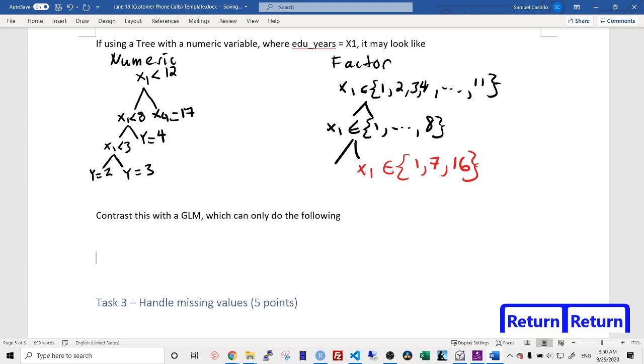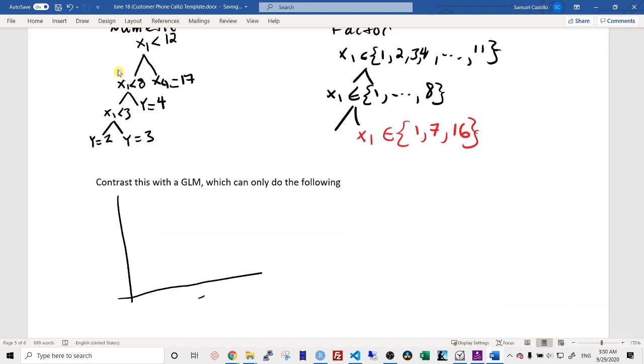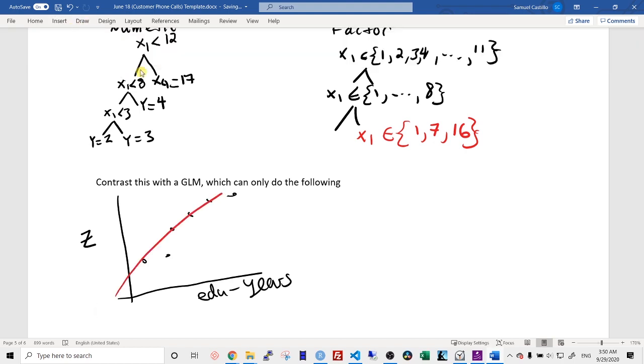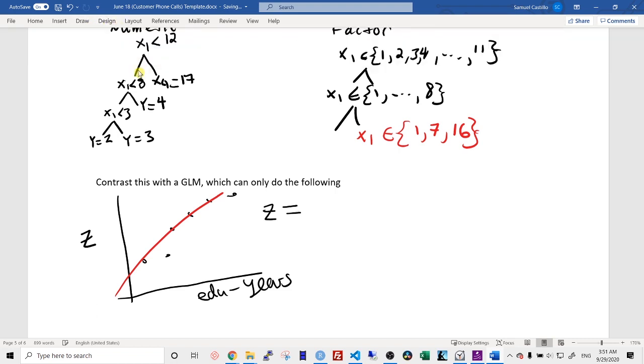So if x1 is numeric, then you have EDU years, and then you have your linear predictor, z, and there are just some points here, and based on your coefficient, you fit some line that goes between these points. And it actually has to be a perfectly straight line, because there's just one coefficient. So you have a model where z, your linear predictor, is equal to x times beta. It's equal to some beta 0 plus beta 1 times EDU years, which is just x1, plus some other things.